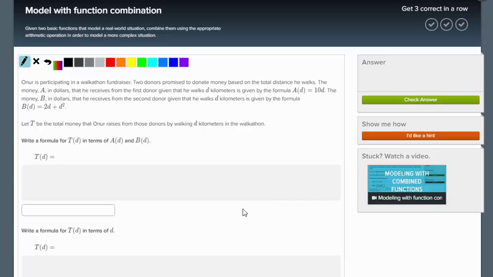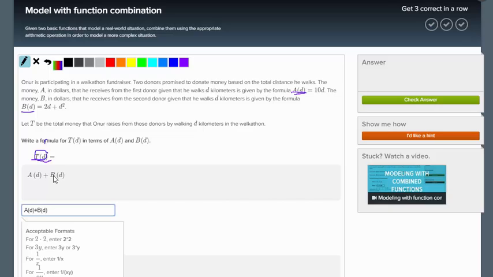So if we take a look at here, what do we have? We had T right here. This is my total. And how do you find a total of something? You add things. What am I adding? I'm adding the money from the first donor plus the money from the second donor. So when it says in terms of A of D and B of D, that's what it wants me to have inside here. So my total T of D equals, well, it's just going to be A of D, I need parentheses here, A of D plus B of D. Make sure capitals and small letters, make sure you're using the right variables, or else Khan Academy's going to throw a fit. Don't want that to happen.